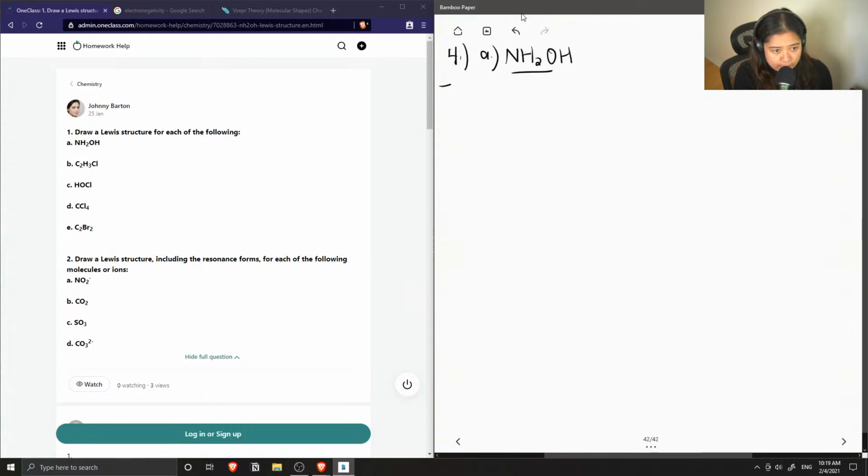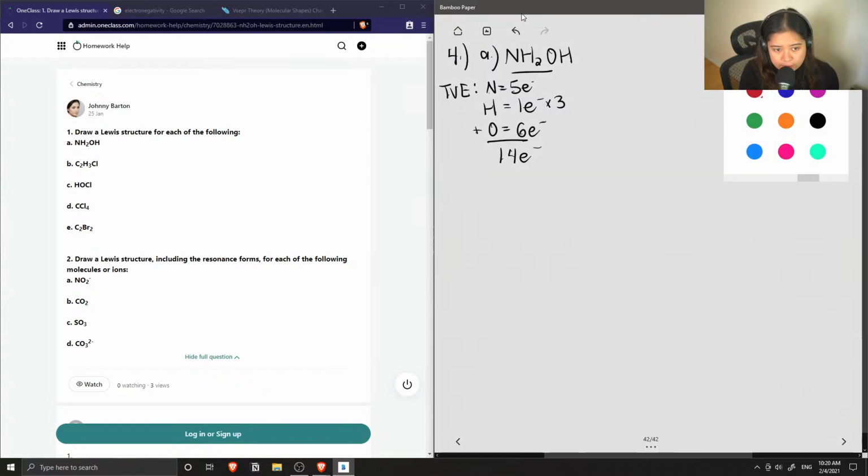So first, let's calculate the total number of valence electrons for this molecule. Nitrogen has 5. Hydrogen has 1. And we have 3 hydrogen atoms, so we multiply this by 3. And oxygen has 6, giving us a total of 14 valence electrons. Okay, so now let's draw out a Lewis structure.